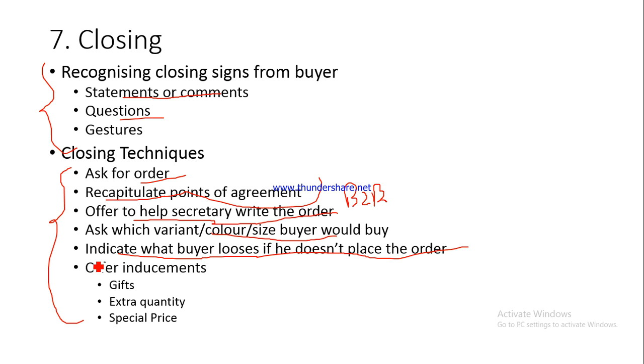And another very popular technique is to offer inducements. Many times you go to the car dealership, then they will tell you, sir, we would also be giving you some accessories along with the car, for example we will provide free mats. So you are offering inducements so that the buyer may place the order with you, for example extra quantity or some special price or some kind of a gift, right? So this way you have indicated to the buyer that the meeting has now come to an end, and as a result of this the buyer would be placing an order.